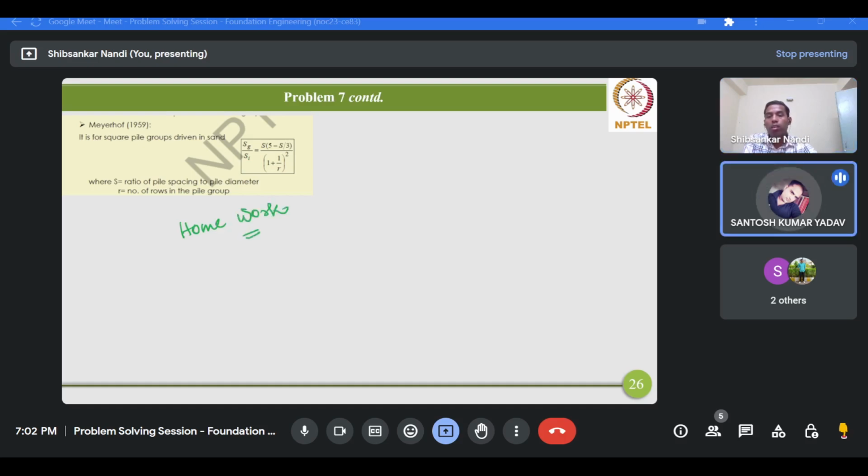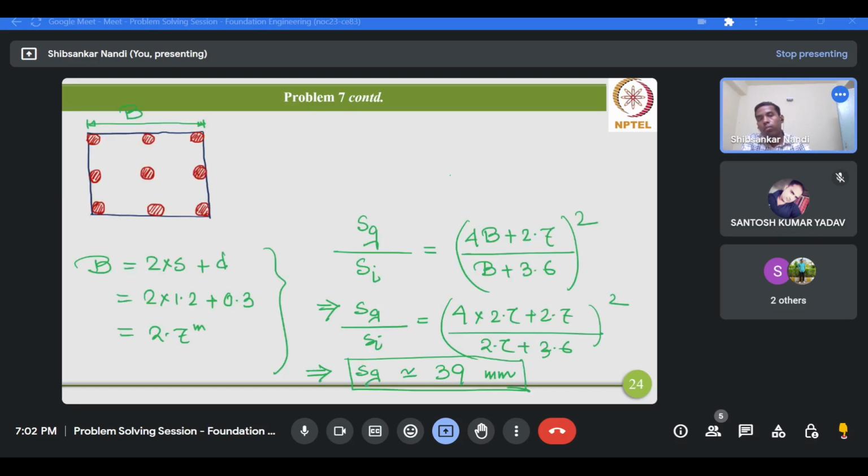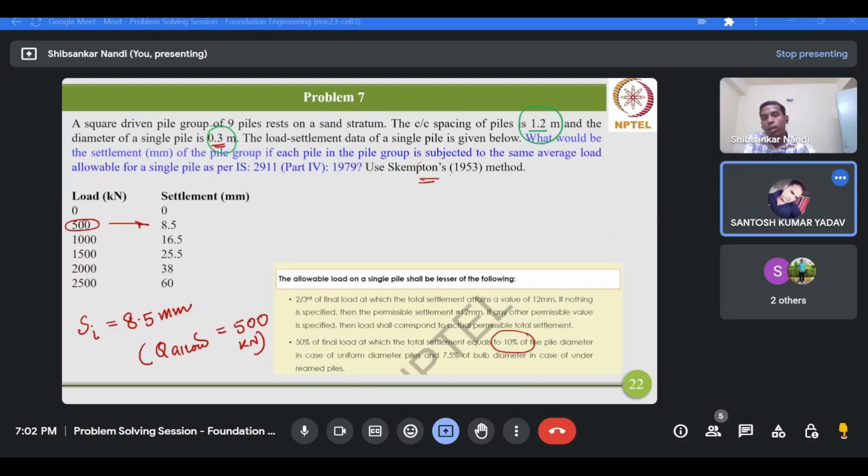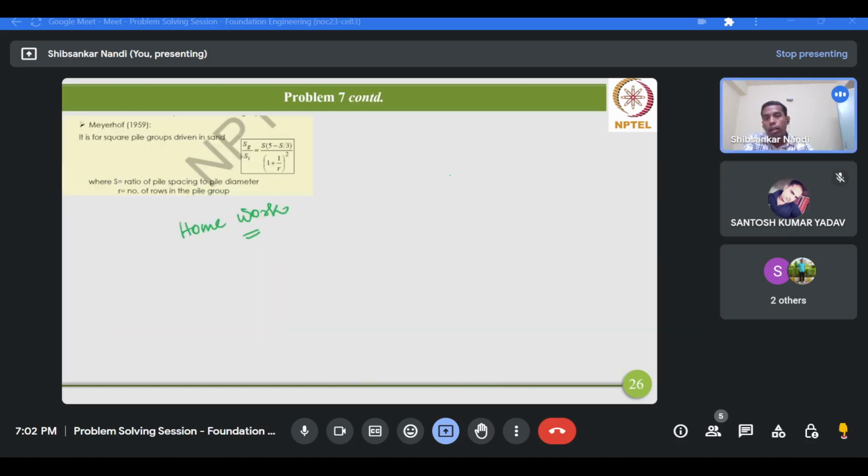Sir, how do we find the ratio of pile spacing to pile diameter in this formula? So what is the pile spacing for this problem? 1.2 meters, sir. And what is the pile diameter for this problem? 0.3, sir. So 1.2 divided by 0.3, that will give you the value of S. Oh, okay, sir. Thank you, sir. Okay, please solve this problem.